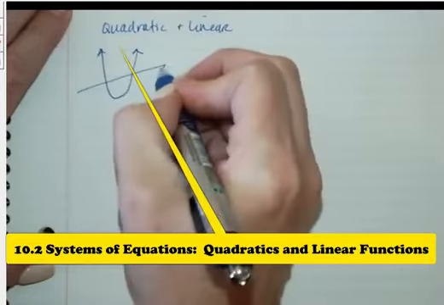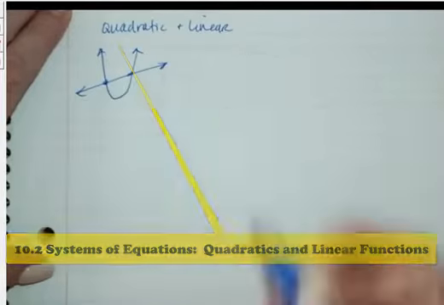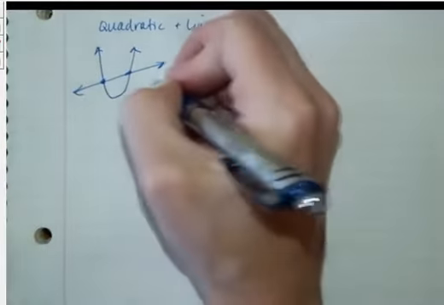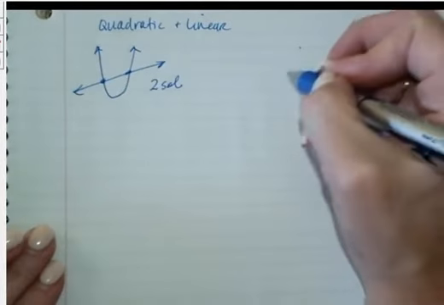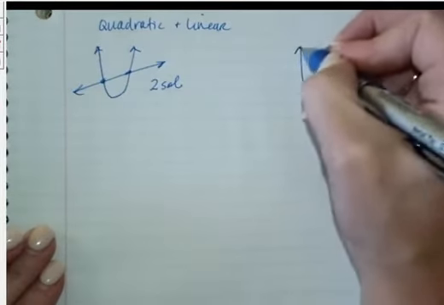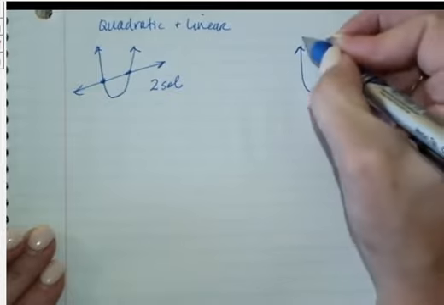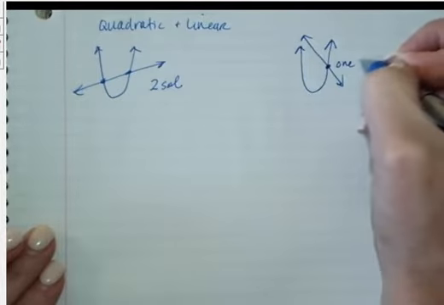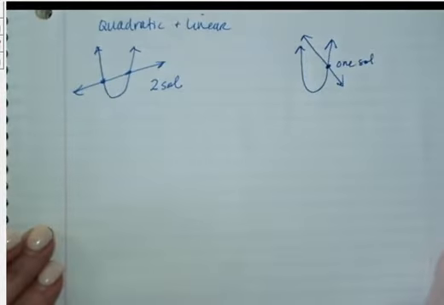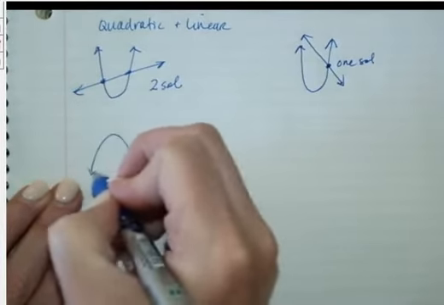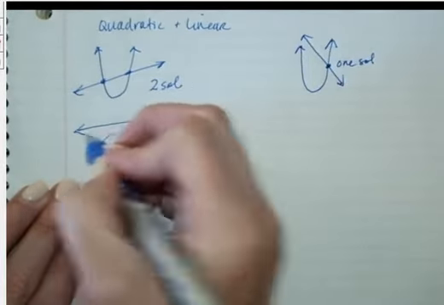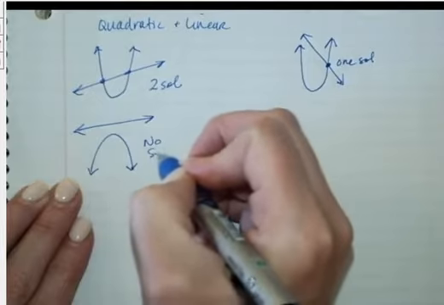That's intersected by a line, so it has two solutions. Okay, so this would have two solutions. I might have a quadratic intersected by one line, so it could have one solution. Just depends on what's going on. Or I could have a quadratic and a line, but they never cross, so this would be a no solution scenario.